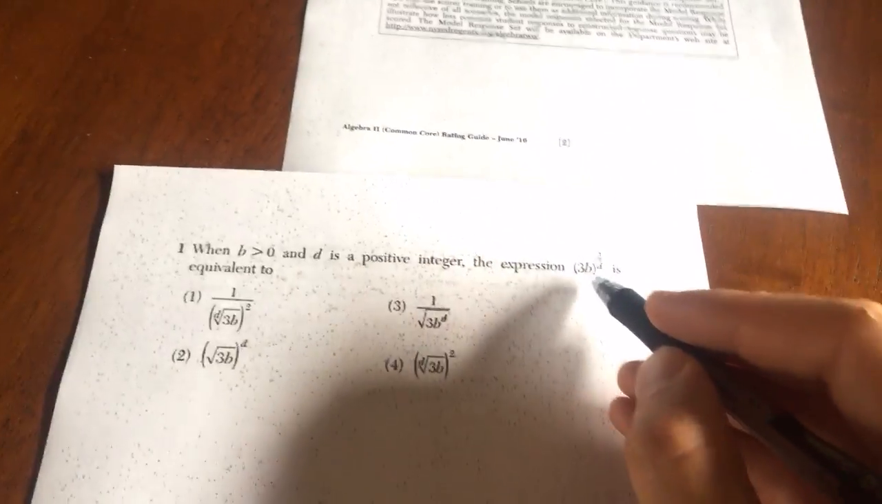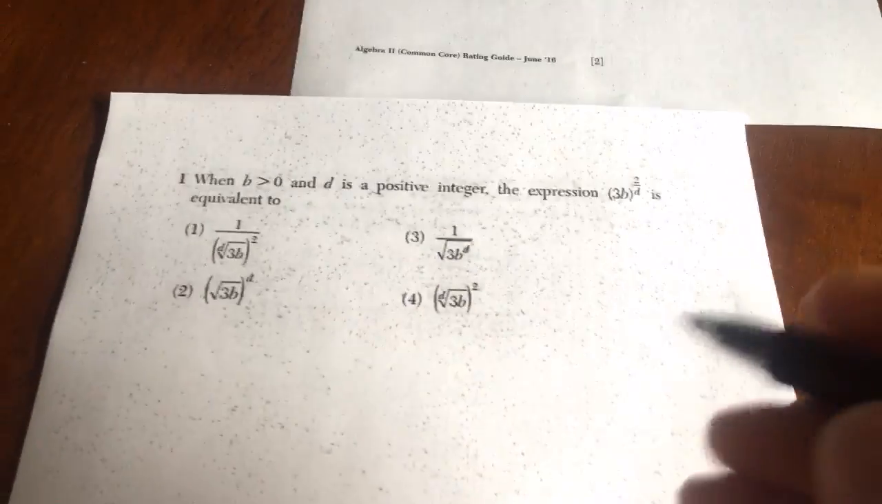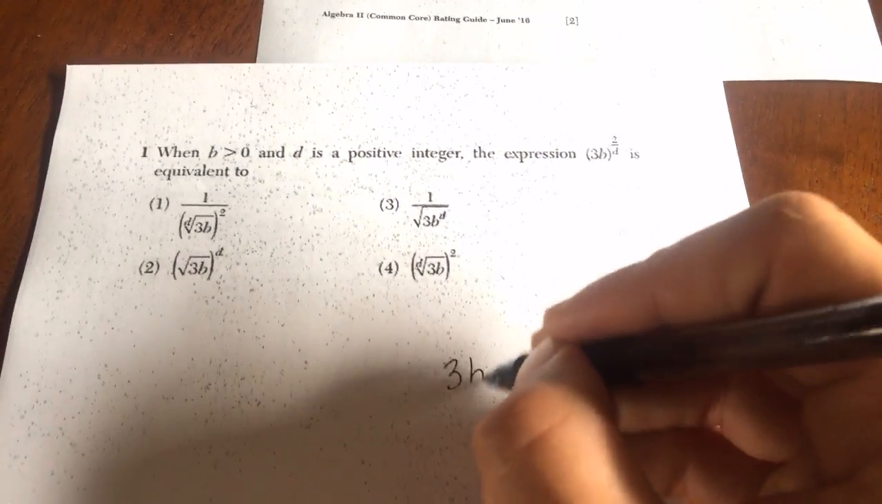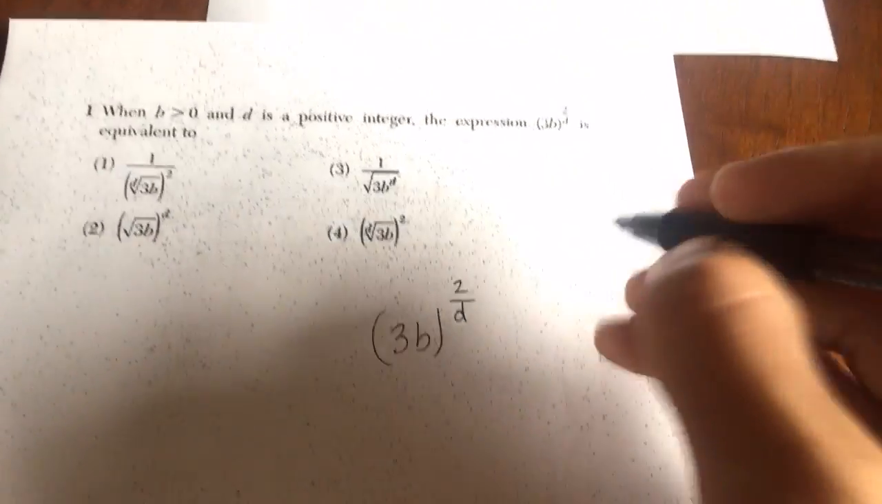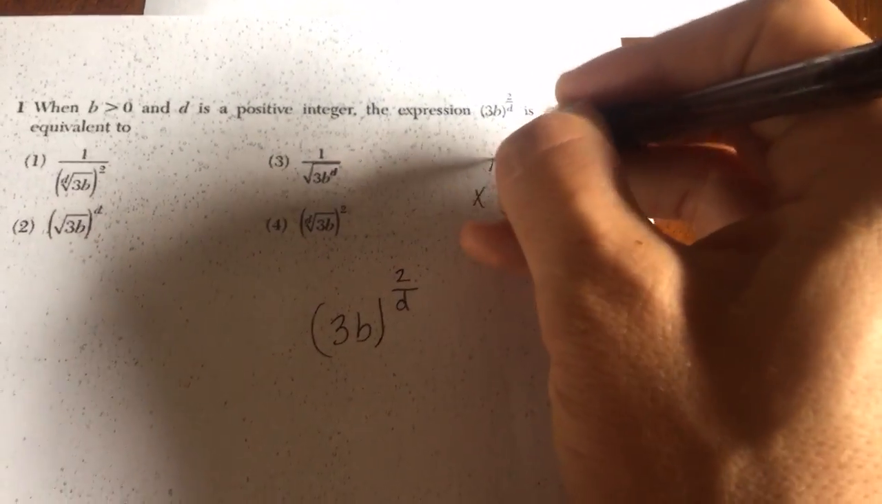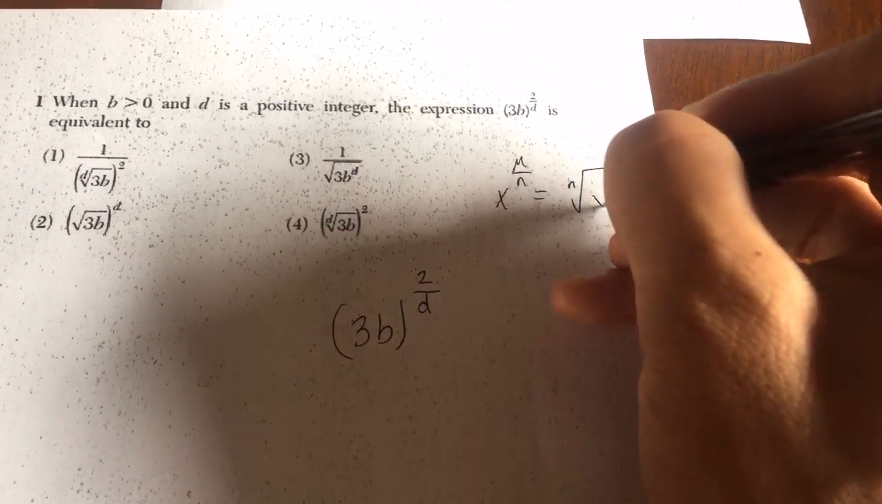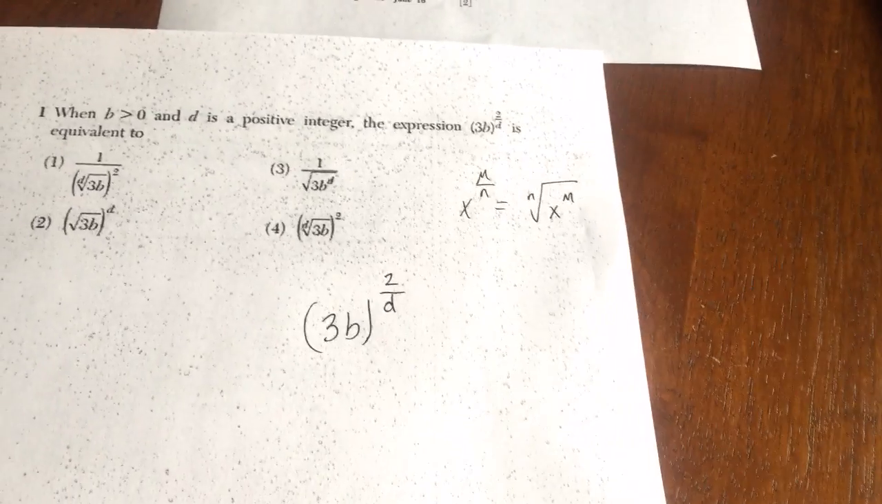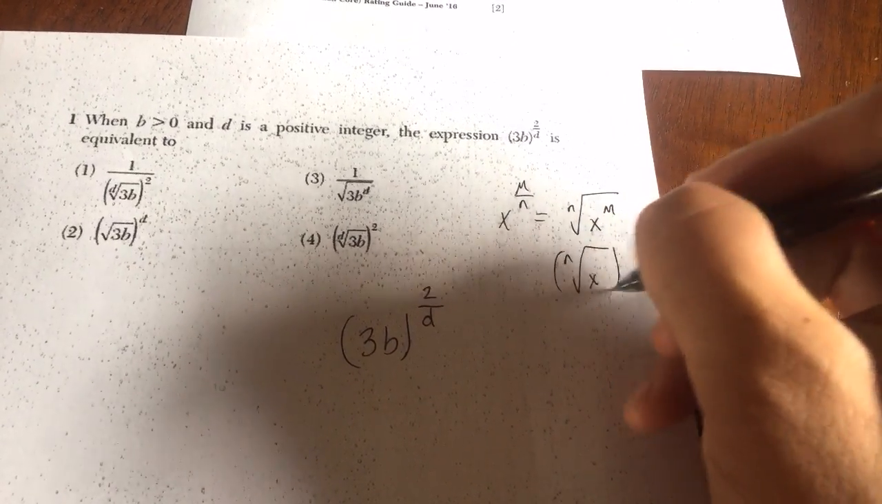Number 1, the expression 3b to the 2 over d power is equivalent to which of the following? Well, 3b to the 2 over d. Now the rule states that x to the m over n is the same as the nth root of x to the m.